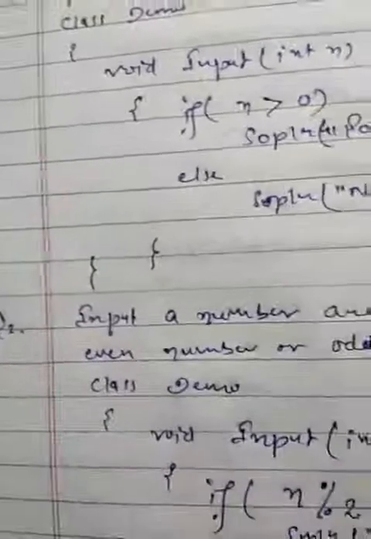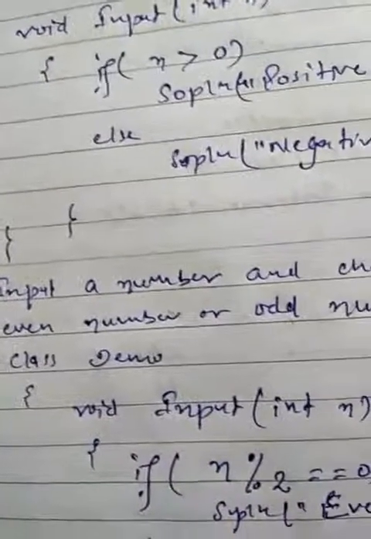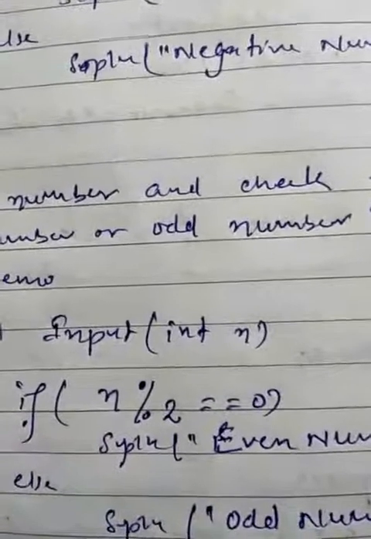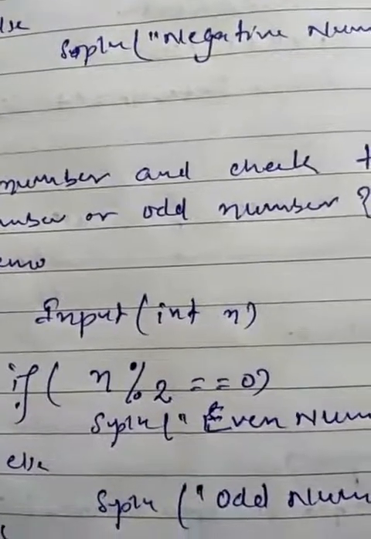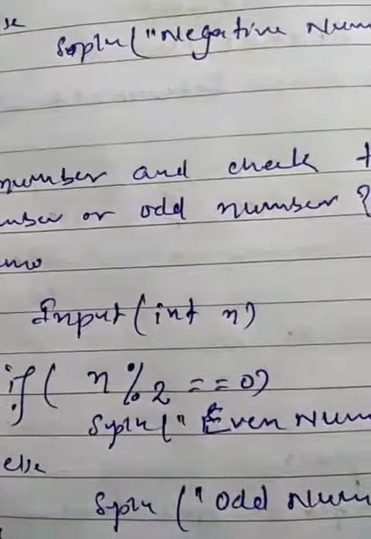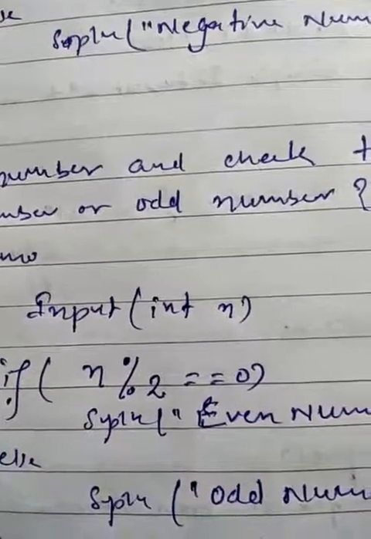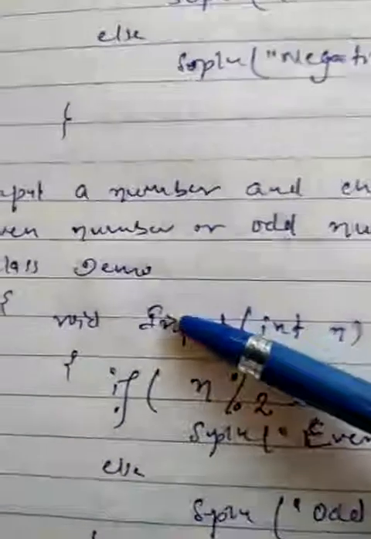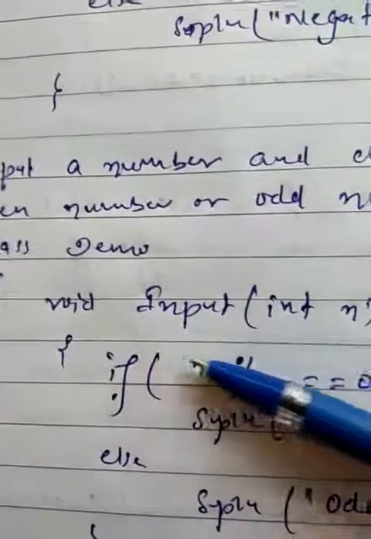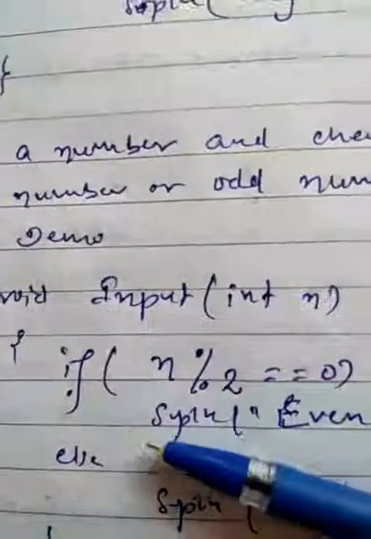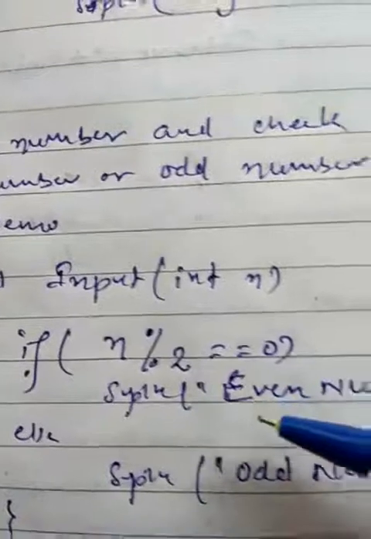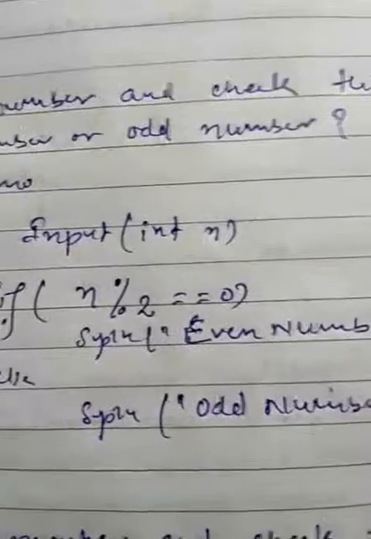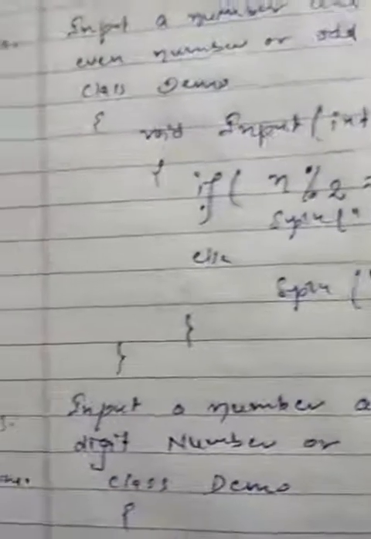Now the second question is: input a number and check whether this number is an even number or an odd number. When the number is divided by 2 and the remainder is 0, then this number is an even number, otherwise it is an odd number. The starting is the same: class Demo, void input, integer n. If n mod 2 is equal to 0, we print number is even, otherwise number is odd.